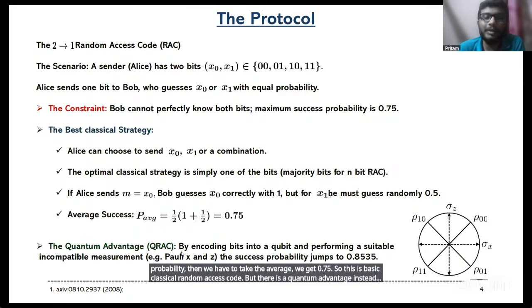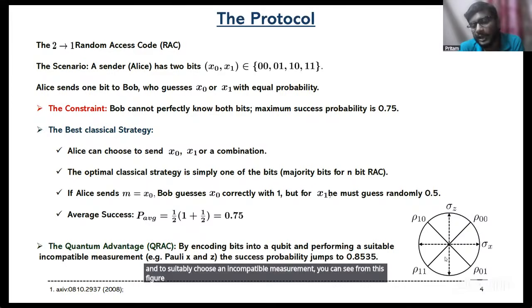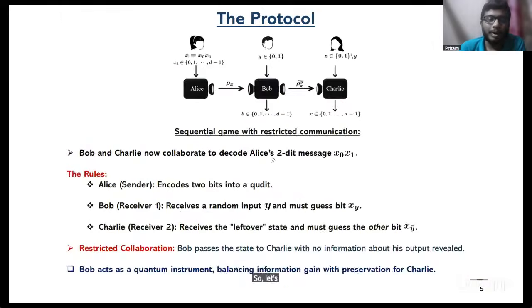Instead of a bit, if we use a qubit and suitably choose incompatible measurements, you can see from this figure, if we suitably encode the messages 00, 01, 10, 11 like this, in antipodal points, and perform incompatible measurements, we always get a success probability of 0.8535 in ideal conditions. So let's come to our protocol.